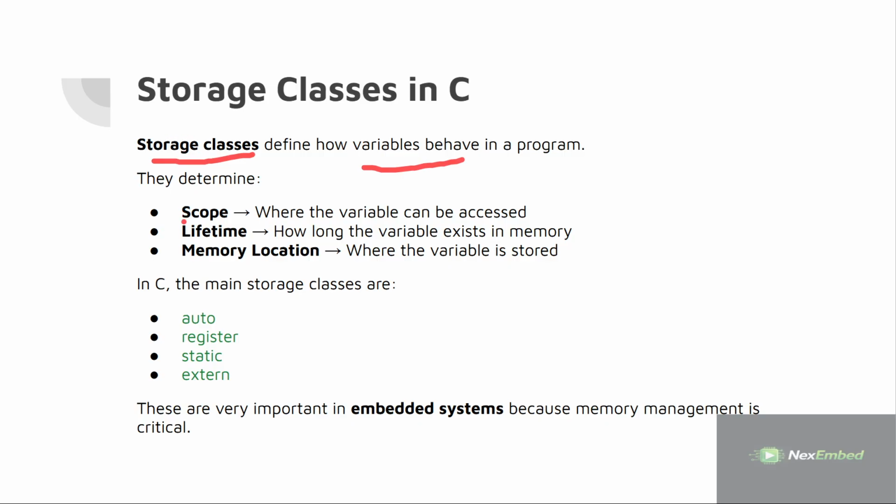They usually define the scope, that is, where the variable can be accessed, as well as the lifetime. Lifetime is nothing but how long the variable exists in the memory in the program. Then the memory location, where the variable is exactly going to be stored. So these are the main things which can be determined using the storage classes. In C, generally four storage classes are available: auto, register, static and extern. We can see them one by one in the upcoming slides.